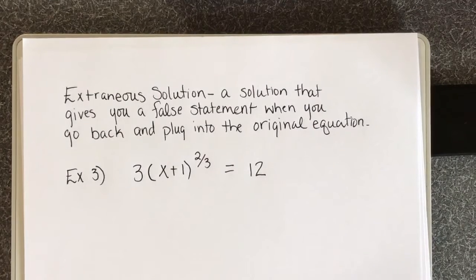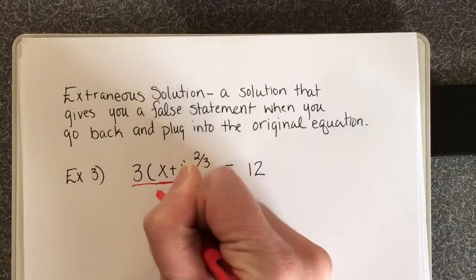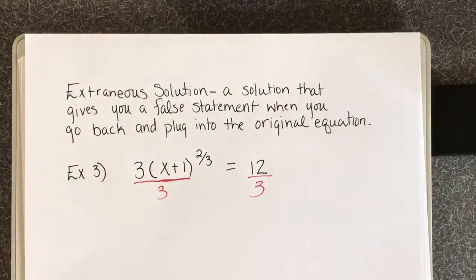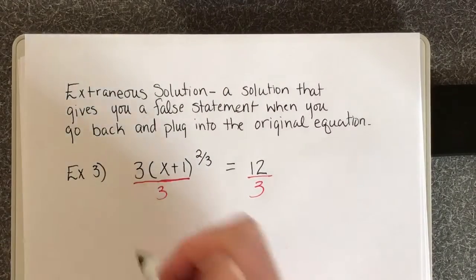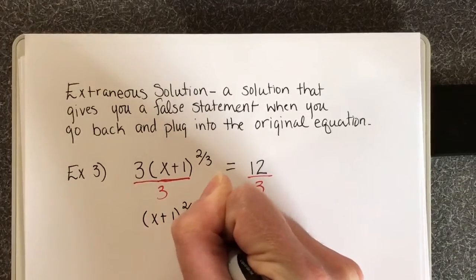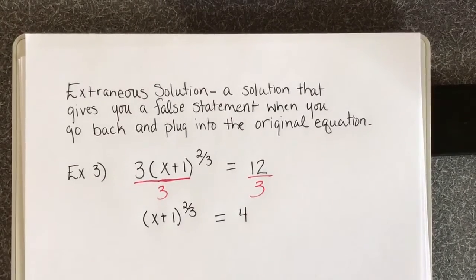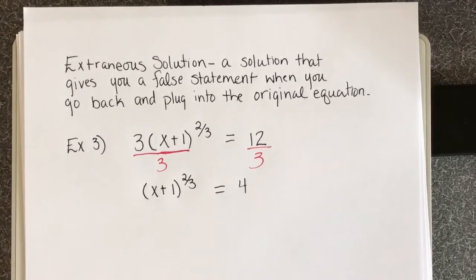So before I do anything, just like I've been doing, I always want to either isolate the radical, or in this situation, I want to isolate the factor. So I've got this 3 that's in front of this that's in the way, and I need to move it. So 3 times this quantity. To undo multiplication, I'm going to use division. So I'm going to divide both sides by 3. And so I have x plus 1 to the 2/3 is equal to 4.